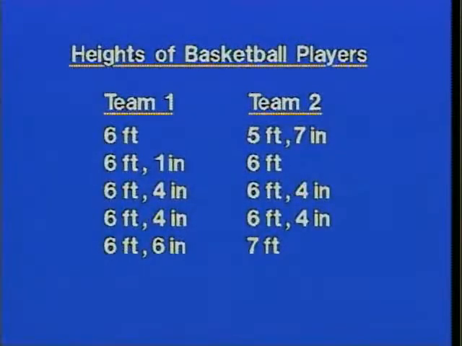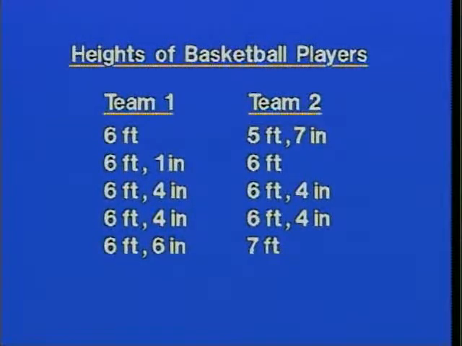Consider this problem involving the heights of basketball players on two different teams. Notice first of all that on team 1, the players' heights vary from 6 feet to 6 feet 6 inches. On team 2, however, we have a player that is 5 feet 7 inches tall, shorter than any player on team 1. We also have on team 2 a player that's 7 feet tall, which is taller than the tallest player on team 1. Now let's make some calculations. We're going to make calculations in terms of measures of central tendency and also some measures of variation.